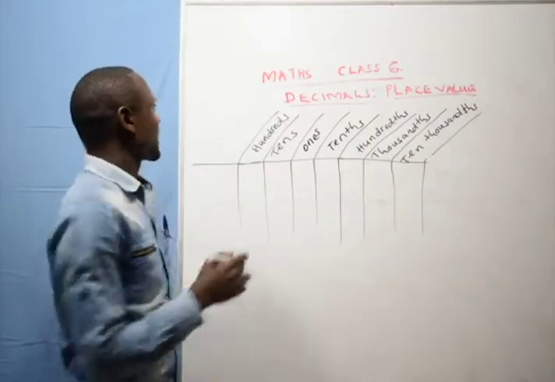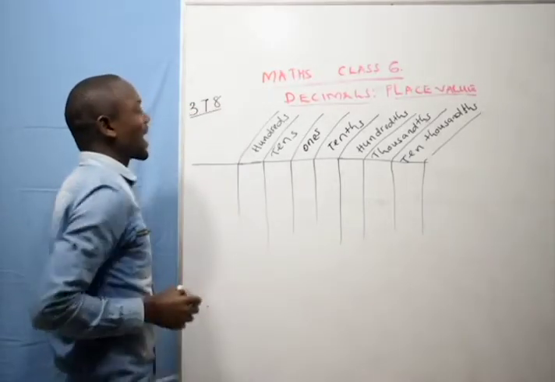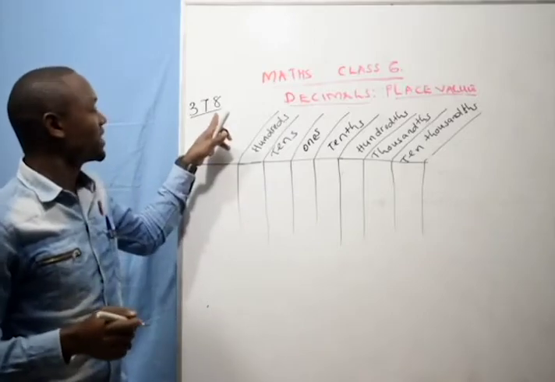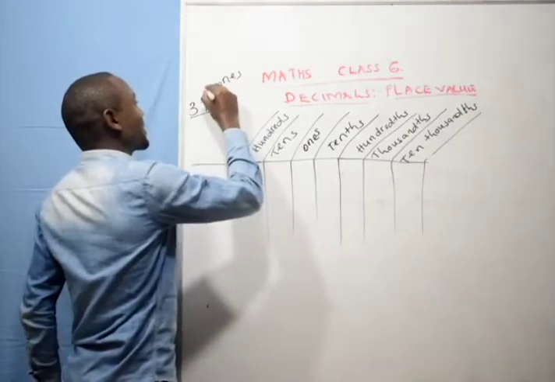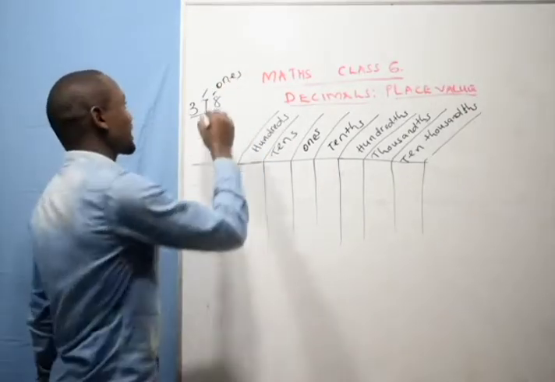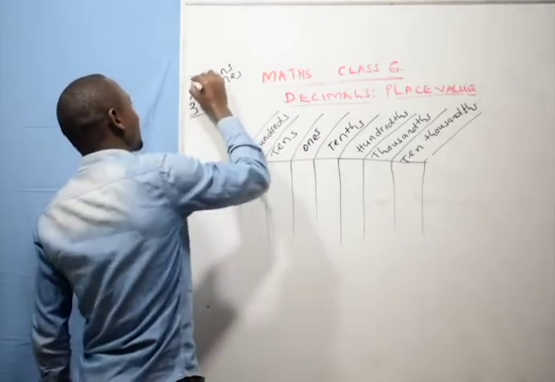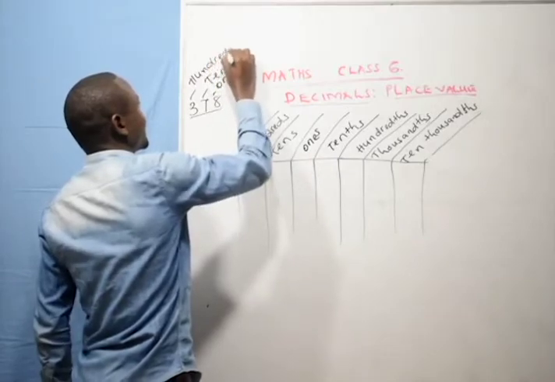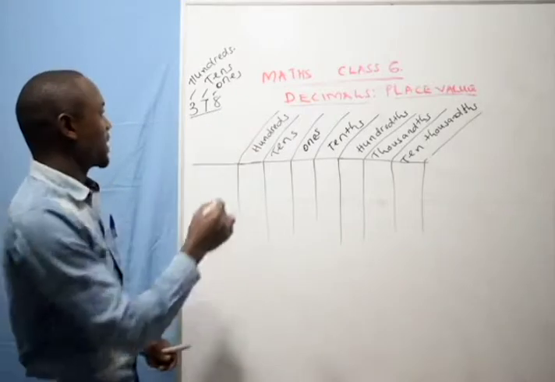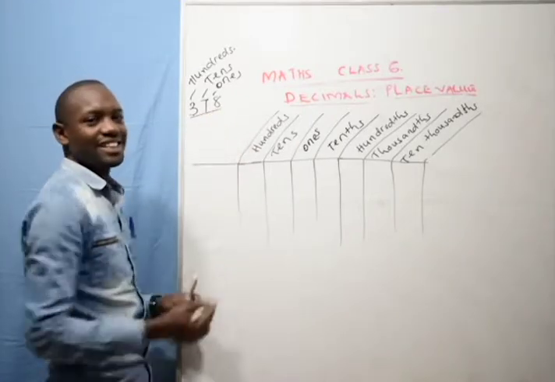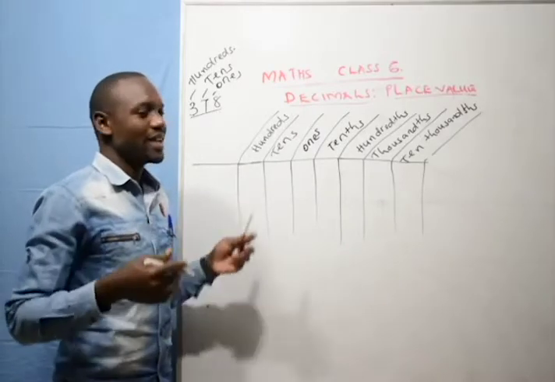We say that, for example, in a number like 378, what is the place value of digit 8? In whole numbers, we begin with ones. The place value of digit 7 is tens. And the place value of digit 3 is hundreds. So, numbers from the right to the left, we begin with ones, tens, hundreds, then thousands, 10,000s, 100,000s, and millions.